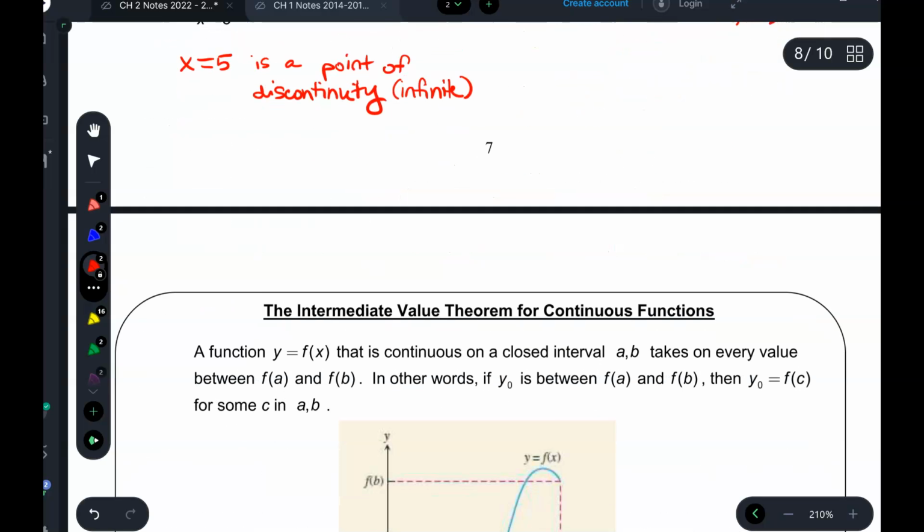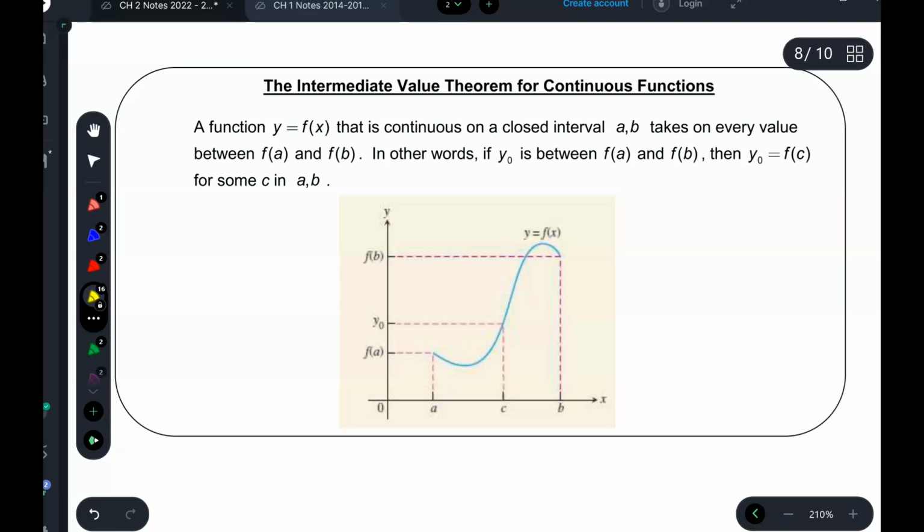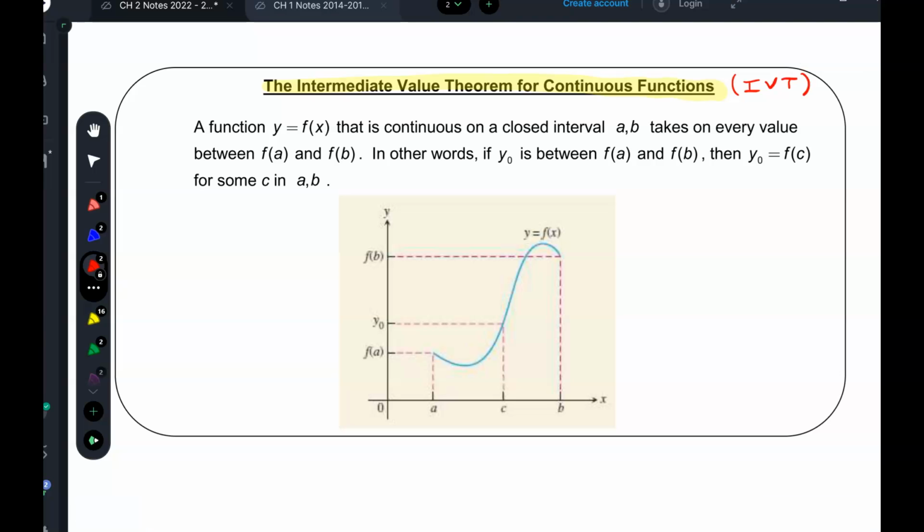Good. All right. This is the intermediate value theorem. This is technically one of the 4 big theorems in calculus, but you technically learn it in pre-calculus. Have we learned this? Maybe. And we abbreviate it. Intermediate value theorem. Okay.